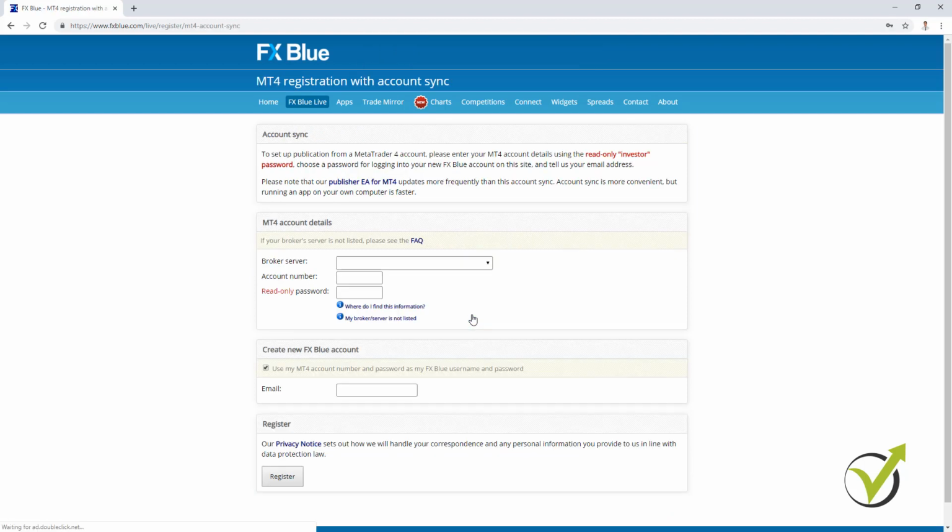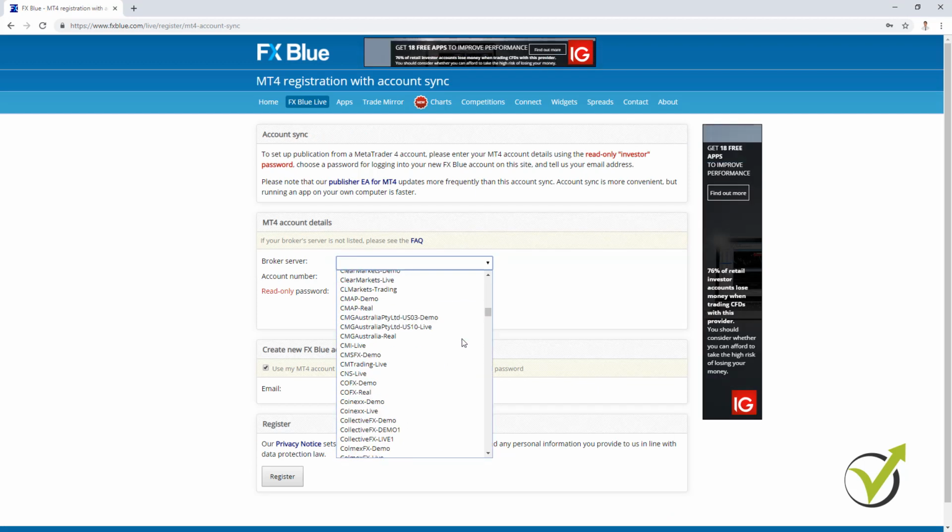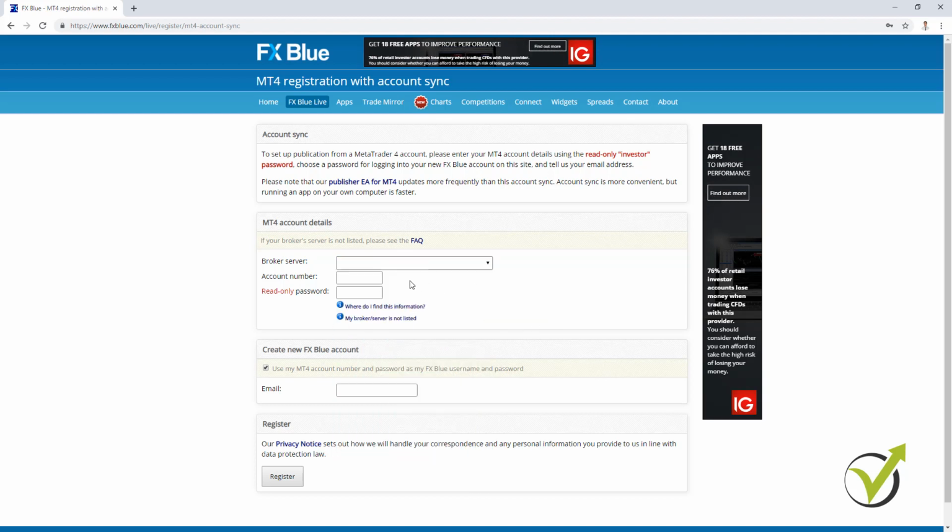So I click on register, and here I will need to enter the broker server that I have been using. After that, you enter your account number and the read-only password, which normally comes when you register. They send it via the email, or if they don't, you will need to ask them via the chat, which is provided by the broker, or write them an email, anything. They need to send you this read-only password. It's called investor password as well, and it is needed to connect the website to your account.